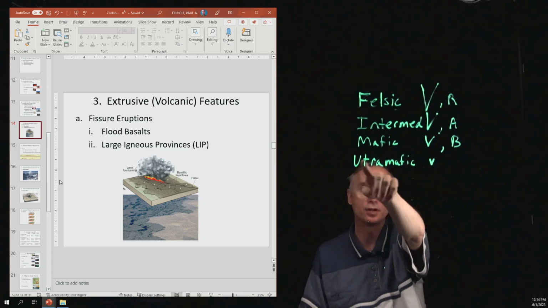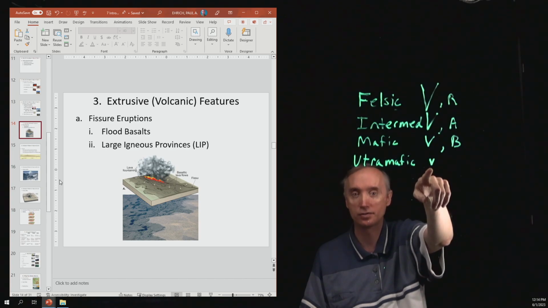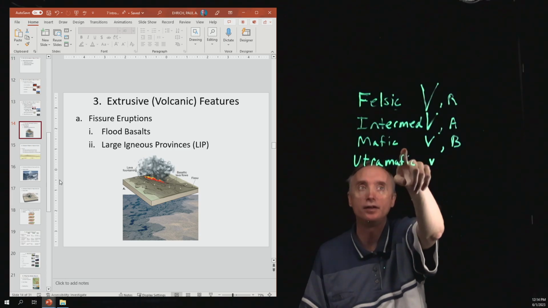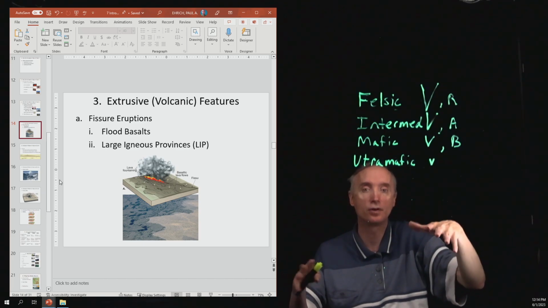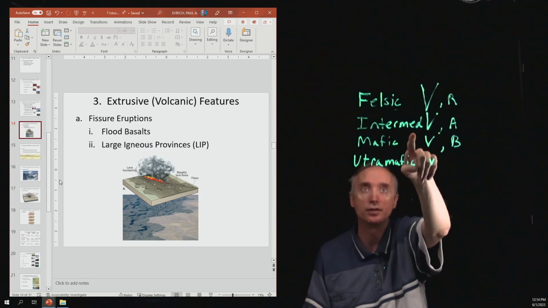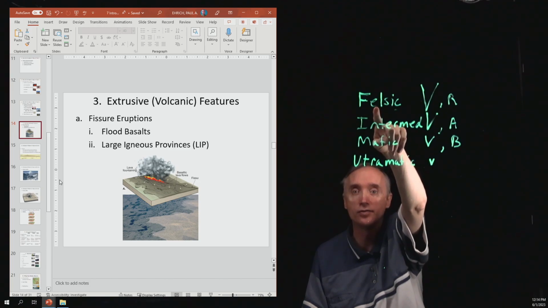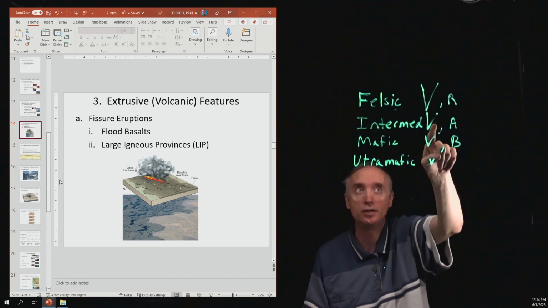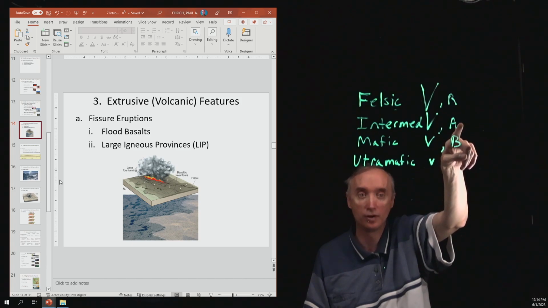Ultramafic material comes from the asthenosphere. It is not very viscous, so it's going to be very runny. It turns into mafic, which is more viscous, and then when it flows on the surface of the Earth, that's going to be basalt. Intermediate is what's going to happen when you mix mafic and felsic together. It's going to be even more viscous, and it's going to make andesitic lava flows.